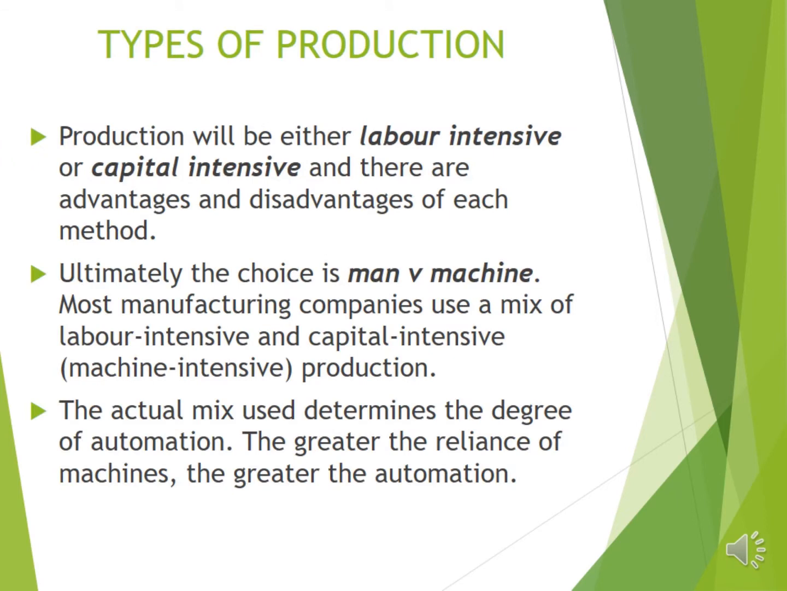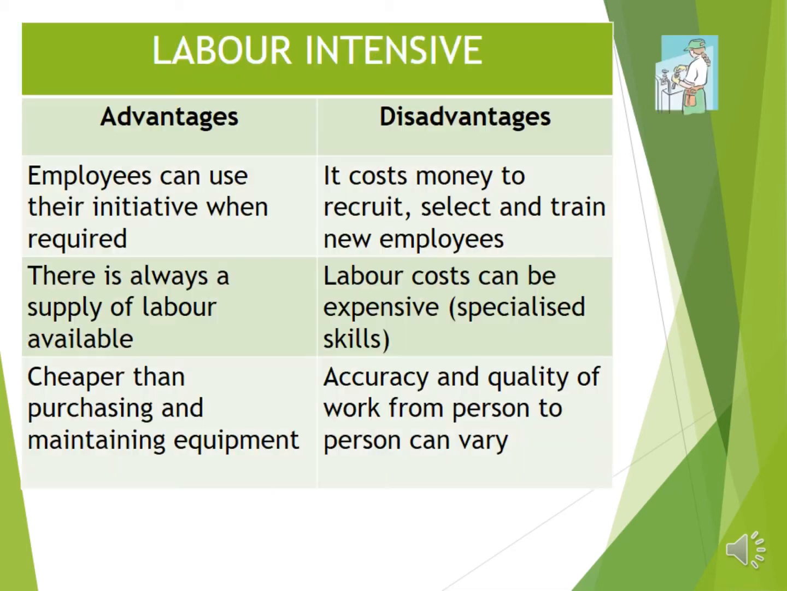So production will either be labour or capital intensive, and there are advantages and disadvantages of each, which we'll see in a second. Ultimately, the choice is man v machine. Most manufacturing companies use a mix of labour and capital intensive production for different products perhaps, and the actual mix used determines the degree of automation. The greater the reliance on machines, the greater the automation.